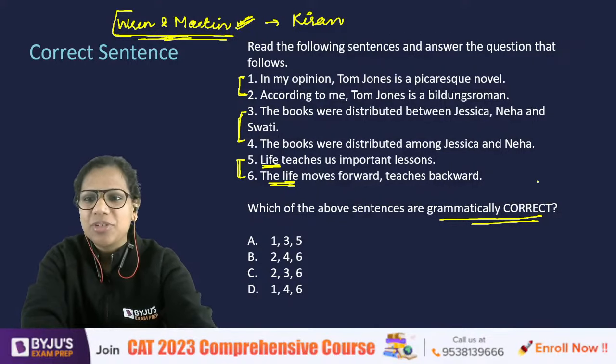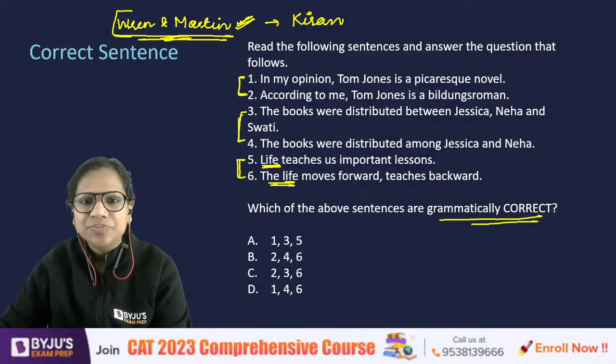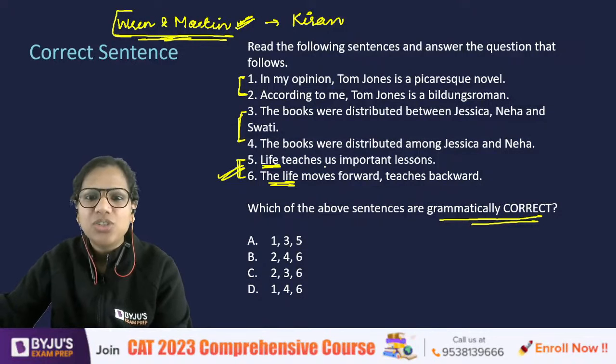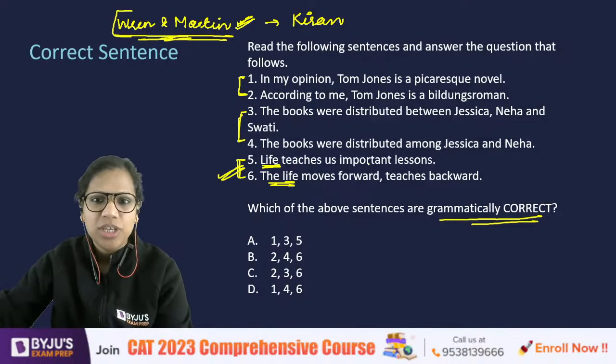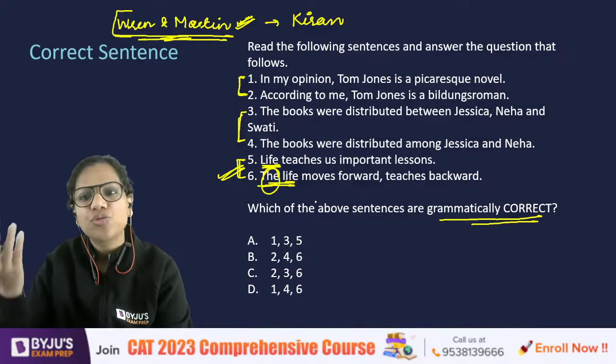A is the answer. You're absolutely correct. Those who've marked A, if you ask me, I think 5, 6 was pretty easy for me. Life teaches us important lessons. Life moves forward, teaches backward. Why the before it? Life moves forward, teaches backward.